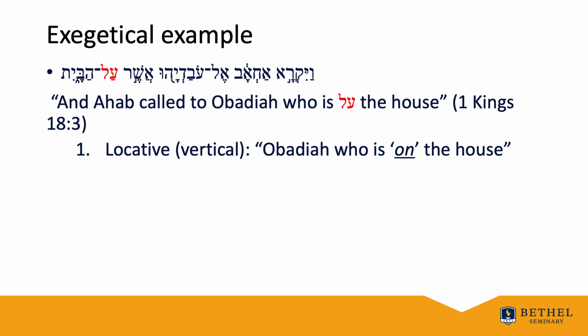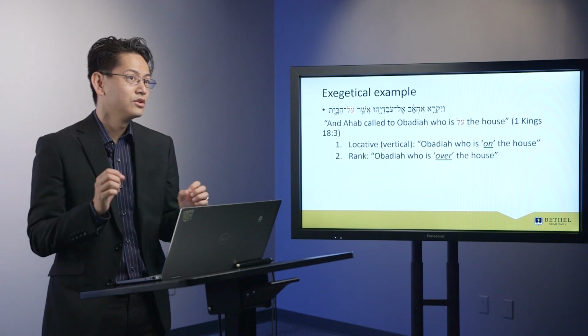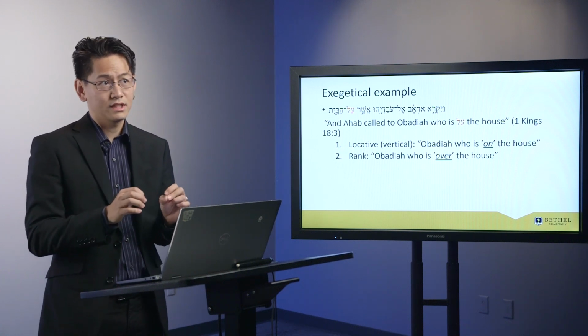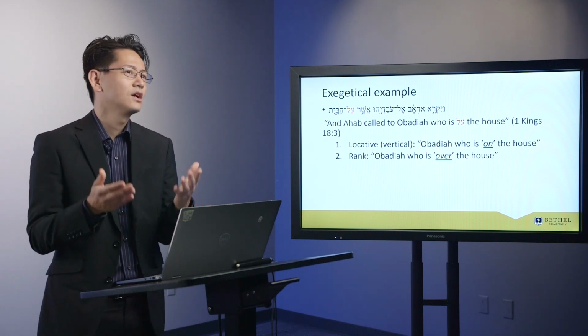However, most likely, the more accurate way to translate this preposition al is in expressing this idea of rank, a more metaphorical nuance, instead of strictly, literally speaking, being above some structure. So most English translations would say that Ahab called to Obadiah, who is over the house, or had power or authority over a household. So here you can see from this passage that knowing Hebrew and how al can mean various things helps you decide between various interpretations and Bible translations, and say which one might be more accurate, which is the nuance that the biblical author intended in this passage.